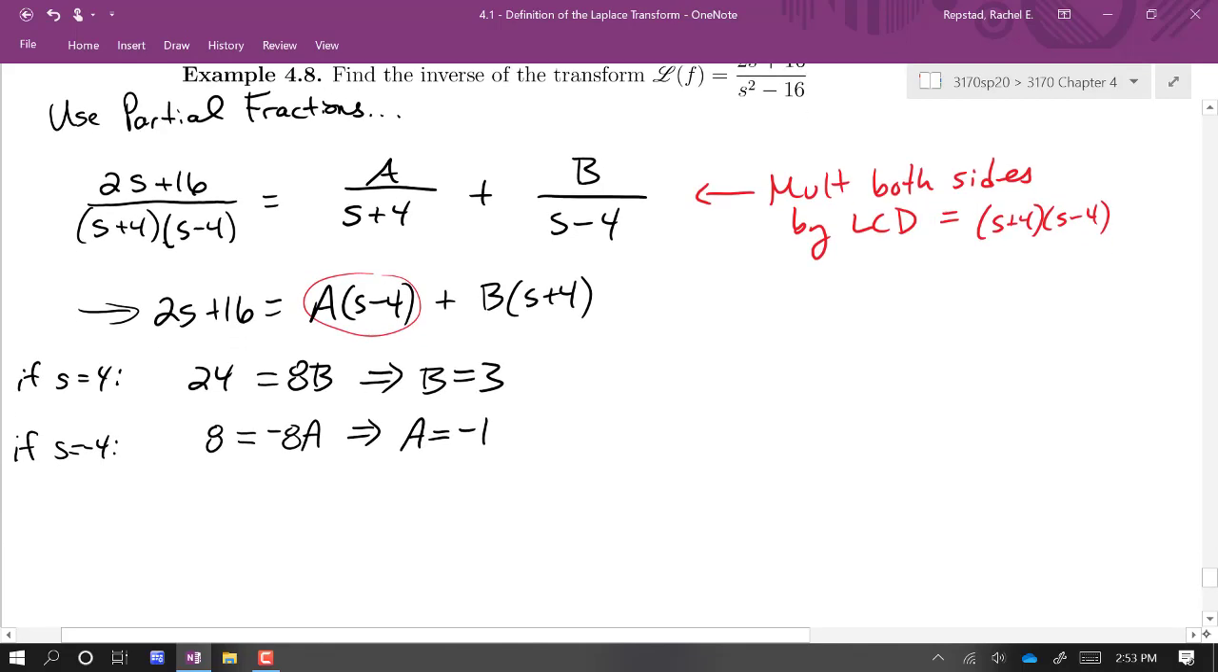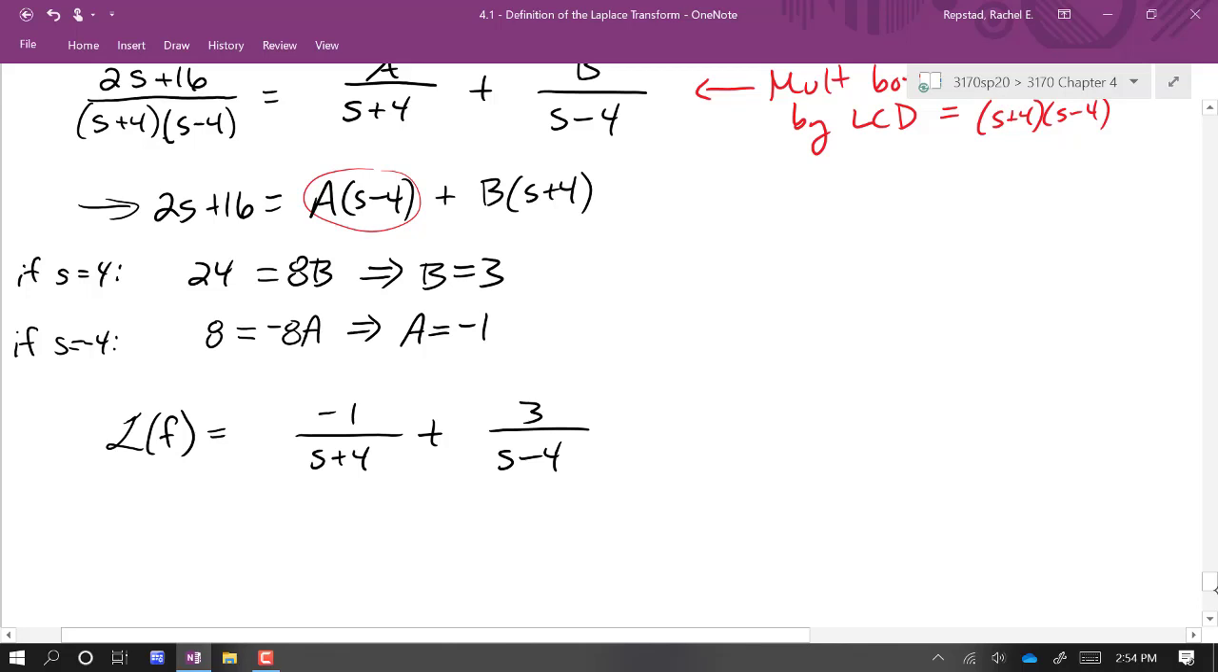So now that we know what a and b are, then we know that the Laplace transform of f, substituting in these values for a and b, is negative 1 over s plus 4 plus 3 over s minus 4. And I'm going to pull out these constant factors, so negative 1 times 1 over s plus 4 plus 3 times 1 over s minus 4.